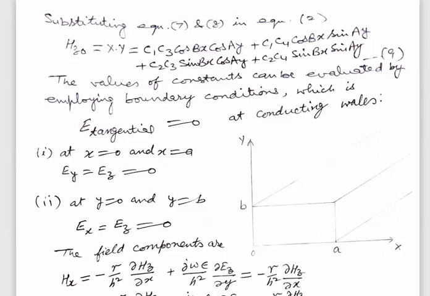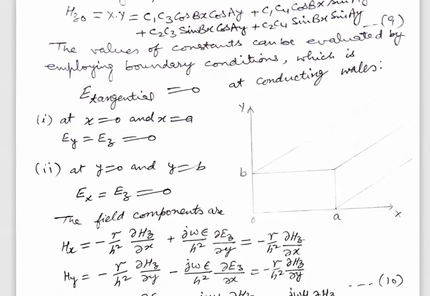The boundary condition is that the tangential component of the electric field is always 0 at the conducting walls of the waveguide. So the first condition, which is employed at x equal to 0 and similarly at x equal to a, where a and b, these are the wider and the shorter dimensions of the rectangular waveguide.